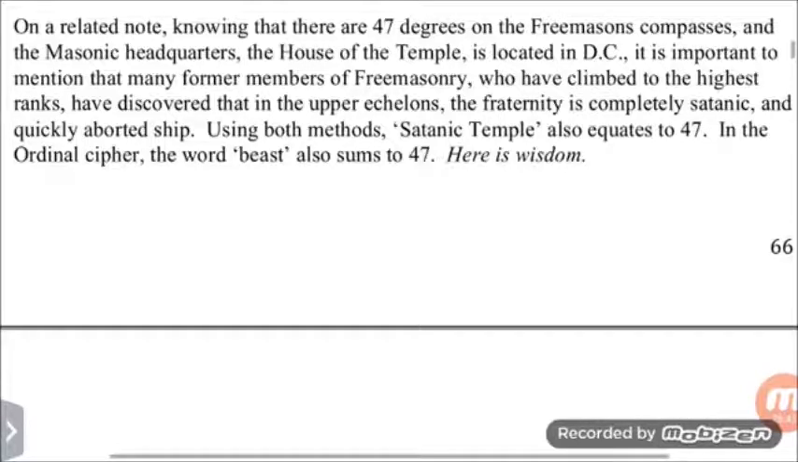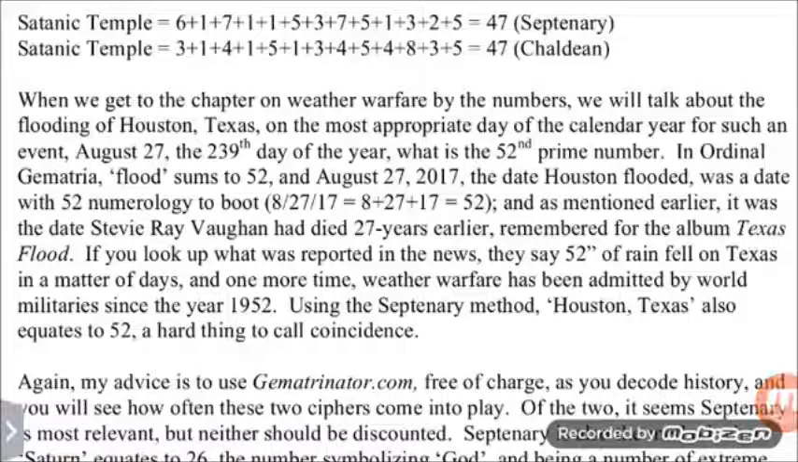Using both methods, Satanic Temple also equates to 47 in the ordinal cipher. The word beast also sums to 47. Here is wisdom. Satanic Temple equals 47 septenary. Satanic Temple equals 47 Chaldean.